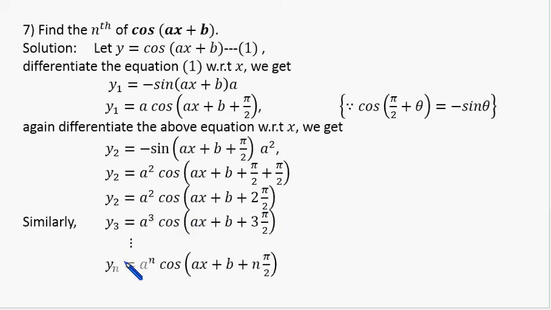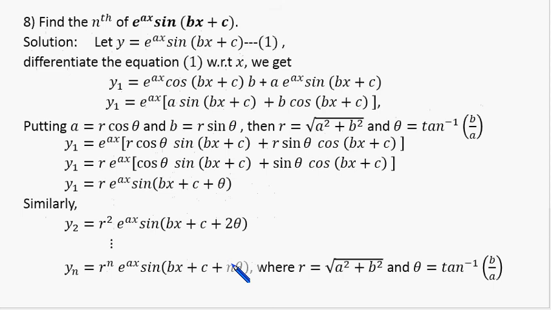So more generally, the nth order derivative of cos of ax plus b is a to the power of n into cos of ax plus b plus n pi by 2. So next one, find the nth order derivative of e power ax into sine of bx plus c. We can call this equation 1.